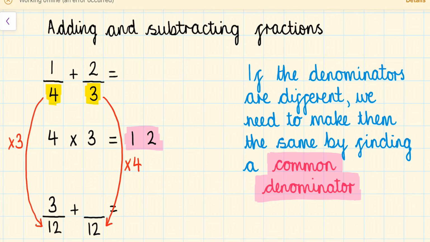So 3/12 and 8/12 is 11/12. And remember, 3/12 is equivalent to 1/4 and 8/12 is equivalent to 2/3. Therefore, 1/4 and 2/3 is 11/12.